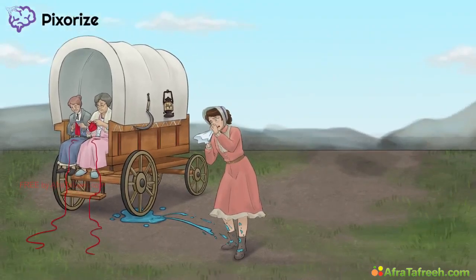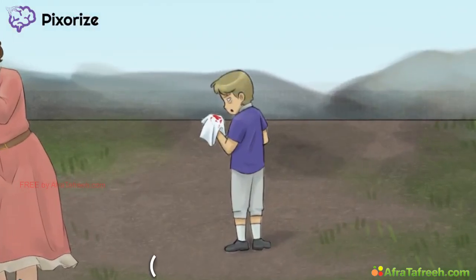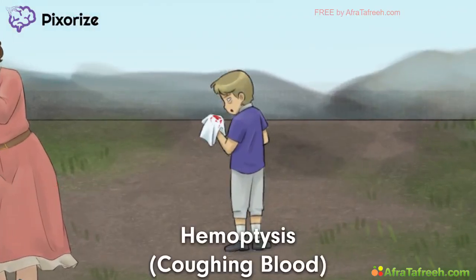But the kidneys aren't the only organs involved in Wegener's granulomatosis. Take a look at this child over here. He's coughing up blood into his handkerchief.